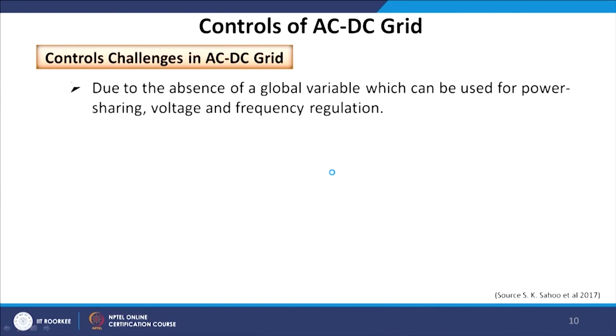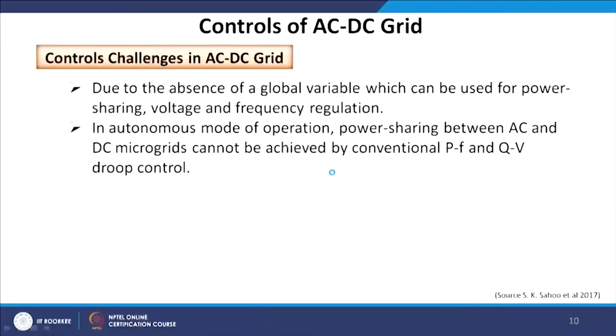Now, what are the challenges that we do see when we integrate both AC and DC smart grids together? We realized the benefits, now the challenges. Due to the absence of a global variable, because we do not have a common variable to take care of both DC and AC, which can be used for power sharing, voltage regulation or frequency regulation. In autonomous mode of operation, when it is islanded, power sharing between AC and DC microgrids cannot be achieved by conventional P-F or Q-V droop control characteristics.